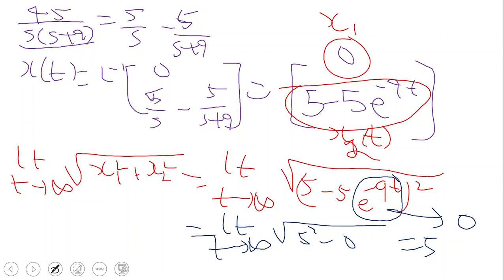See how easily we were able to solve all the questions in GATE pertaining to solution of state equations without any difficulty, just by substituting (sI minus A) inverse, then finding L inverse of (sI minus A) inverse into x of 0 plus L inverse of C into (sI minus A) inverse into B into U of s for x of t. From that y is equal to Cx. So only two expressions.